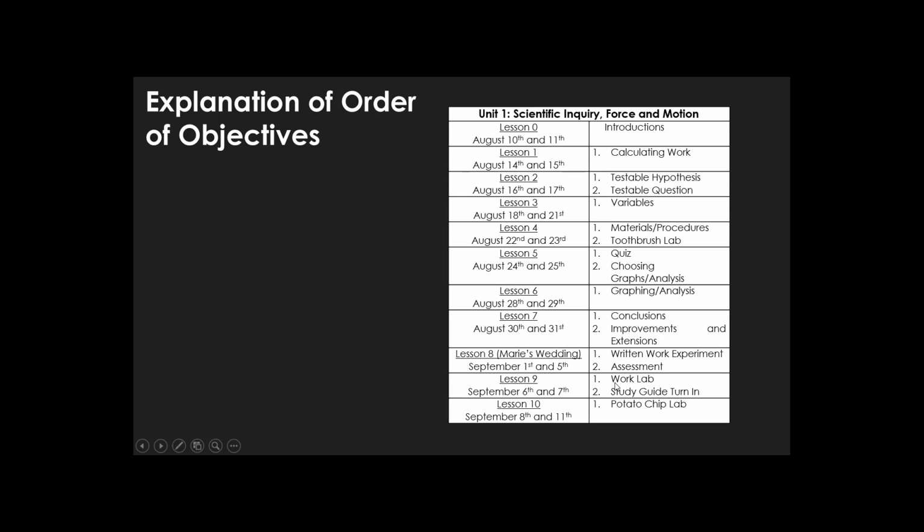This work lab, and I'll talk maybe a little bit more about it later in this virtual unit plan, is where students determine which surface requires the least amount of force to push an object across. So you'll have various different surfaces on your lab tables and have students pull a block of wood or some other material across that table to determine how much force is applied. Since they know distance, they can calculate work as well. This will help both with the steps of the scientific method as well as calculating work and determining what would increase or decrease work. Lesson 10 is the potato chip lab that I mentioned previously.